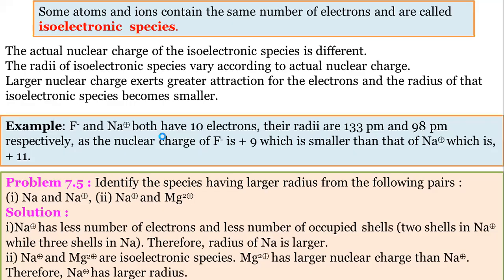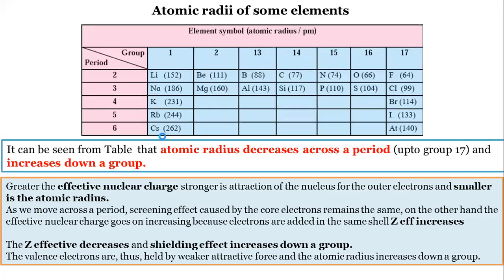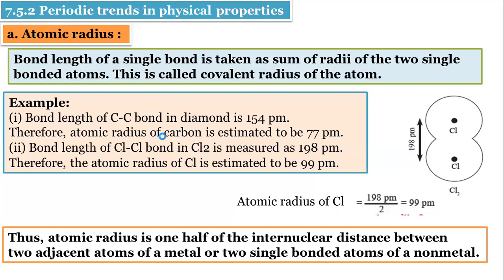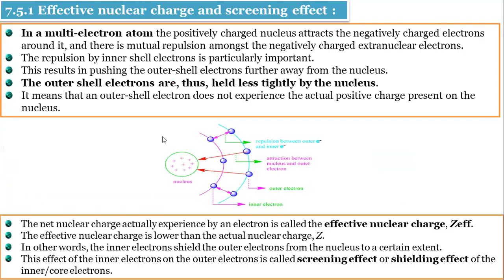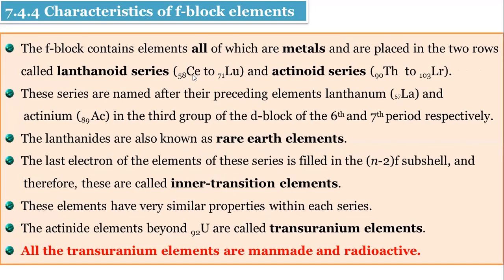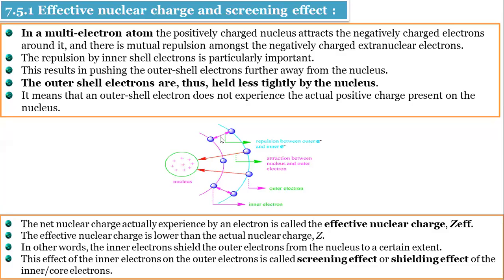Then you must know how to calculate group, period, and what is the block. This concept is also very important. What is meant by effective nuclear charge? See this, as the electrons are added in the same shell, what is happening? So effective nuclear charge will increase, and the nucleus will attract electrons towards itself.